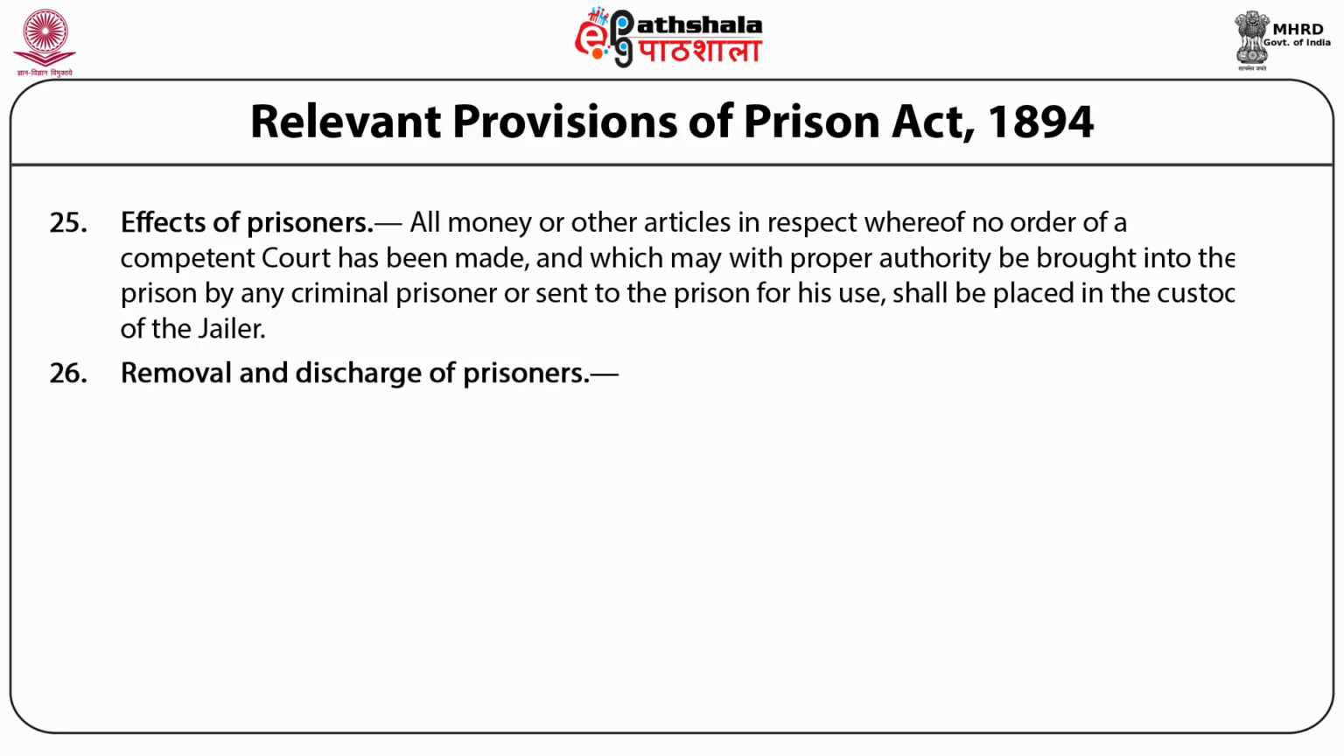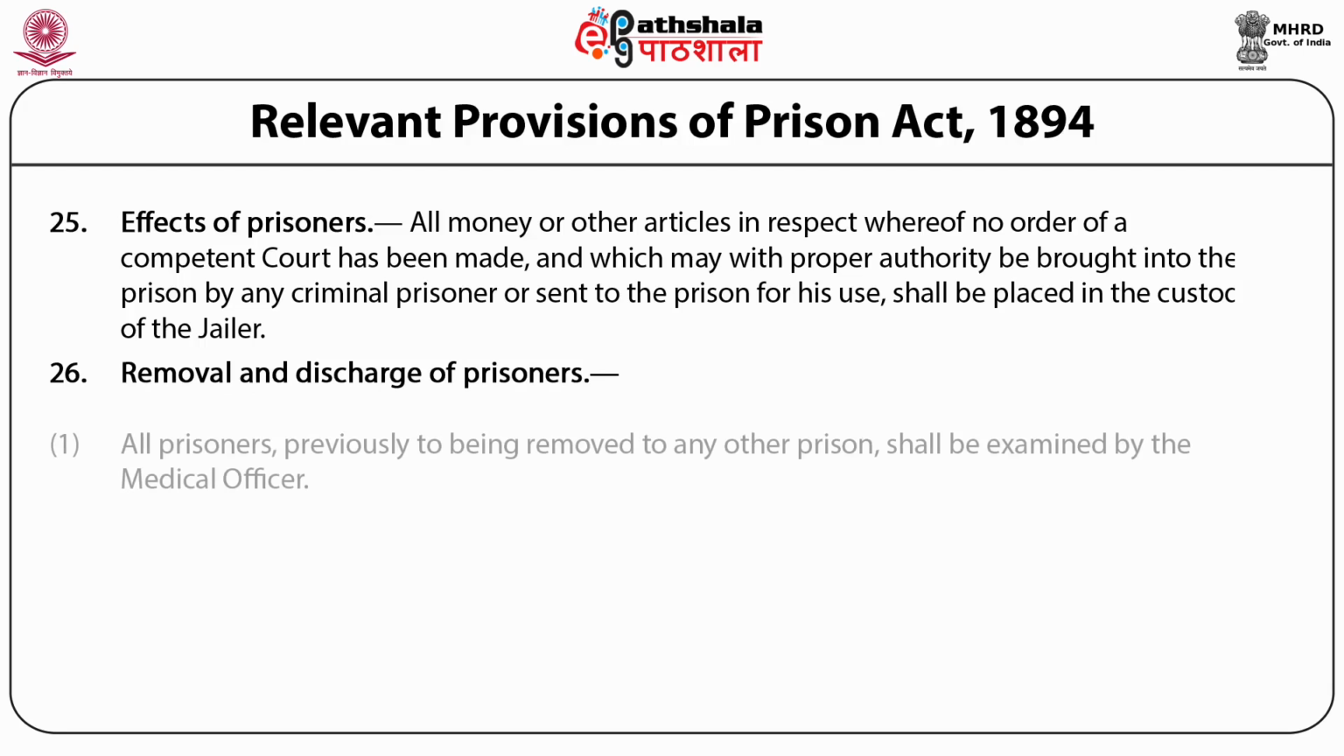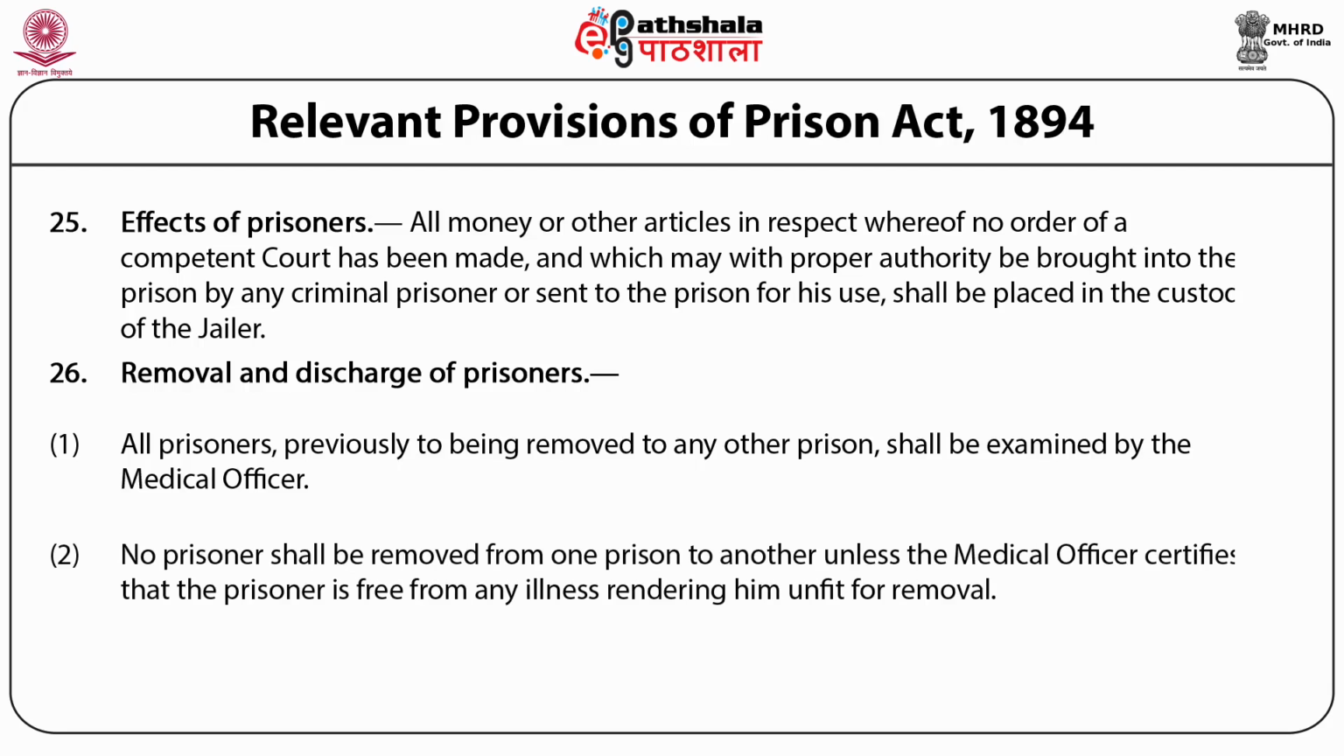The removal and discharge of prisoners, now that's section 26. All prisoners, previously to being removed to any other prison, shall be examined by the medical officer. So essentially, if you're transferring them from Yerawada jail to Arthur Road jail, the medical officer must examine them. No prisoner shall be removed from one prison to another unless the medical officer certifies that the prisoner is free from any illness rendering him unfit for removal, right?